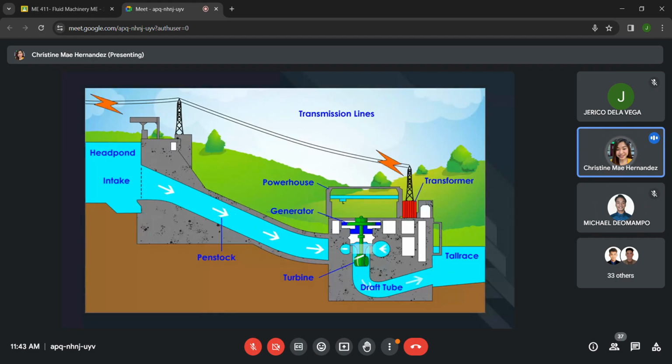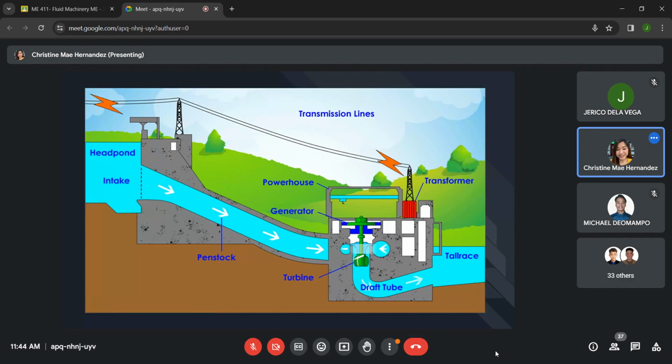One of the power plants. Ang tawag dito is hydroelectric power plant. Katulad nito, turbines. Si turbines, isa sa ating fluid machinery. Ang hydroelectric power plant natin, electricity produced from generators driven by turbines that convert the potential energy of falling or fast-flowing water into mechanical energy.